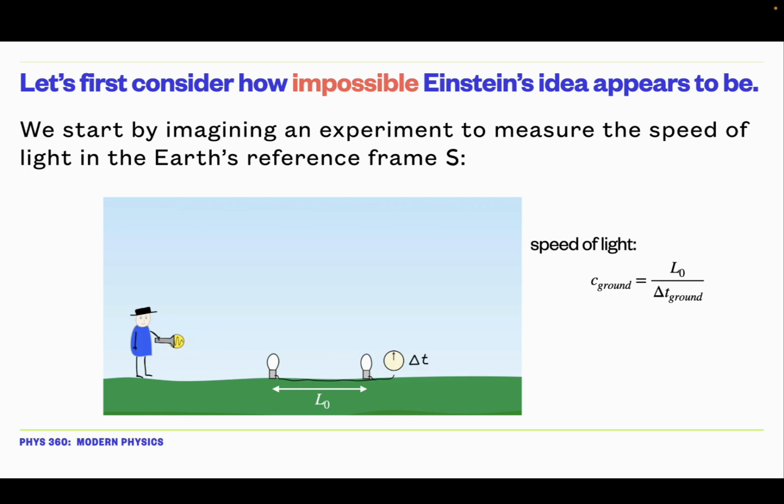Let's imagine a little thought experiment. We have somebody here with a light source, and we're going to measure the velocity of the light wave by putting two photodetectors on the ground and timing how long it takes to go from one to the other. There it hit the first one. Now it hit the second one. We can read off the time on our clock. We know the distance between them. And so the speed of light in the ground frame of reference is just the distance between the sensors divided by the time it takes.